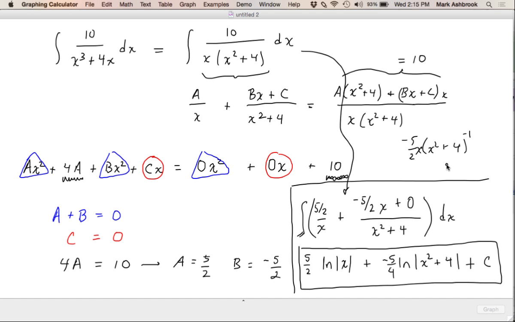Last chance. Okay, so that's partial fractions. If you have recitation today, you'll talk about one more from the web work.